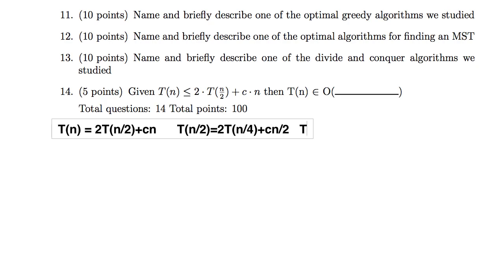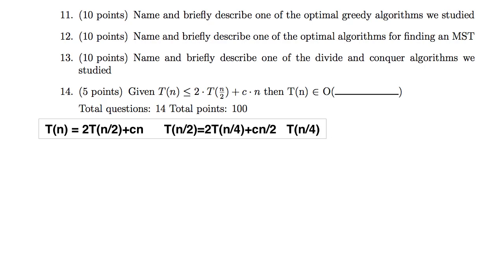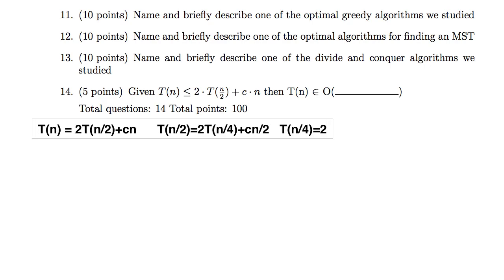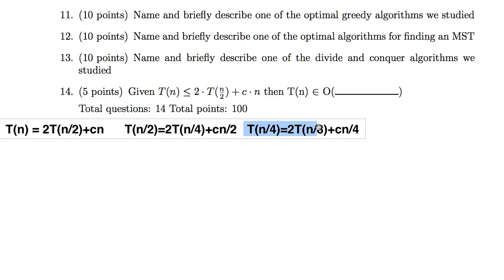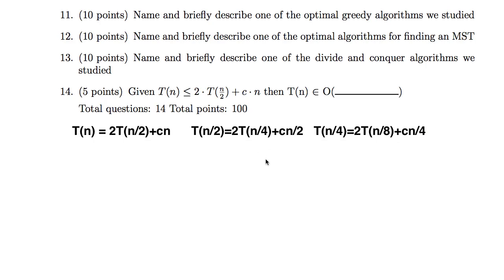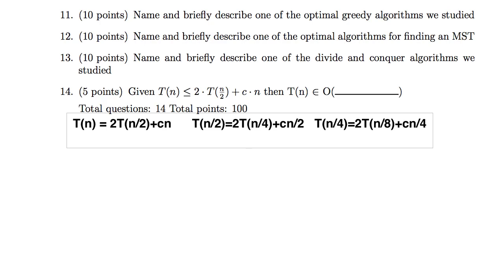Now, T of n divided by 4 is going to be what? 2T of n divided by 8 plus cn over 4. Is that c times n in parentheses over 4, or c times n over 4? It doesn't terribly matter because it's multiplication and division, but technically the second. It's the same thing.